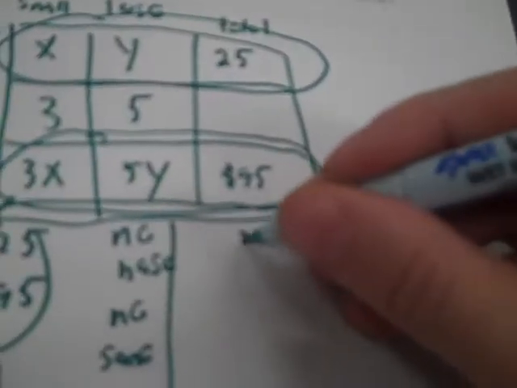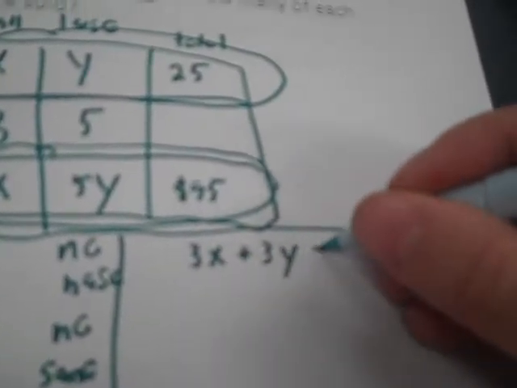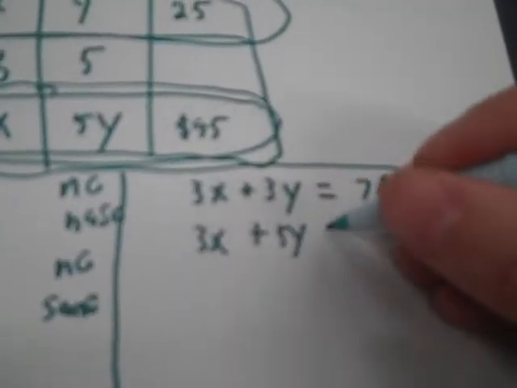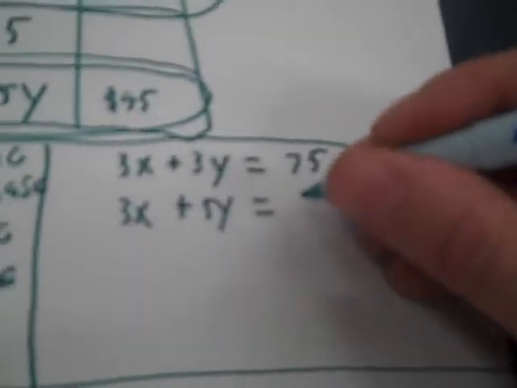So we need to get those dots drawn. Dot, dot, dot, dot, dot, dot. So I have a 3 here, so 3, 3, 3. And then a 1 here, 1, 1, 1. So 1x times 3 is 3x. 1y times 3 is 3y. 25 times 3 is 75. And on the bottom, 3x times 1 is 3x. 5y times 1 is 5y. 95 times 1 is 95.